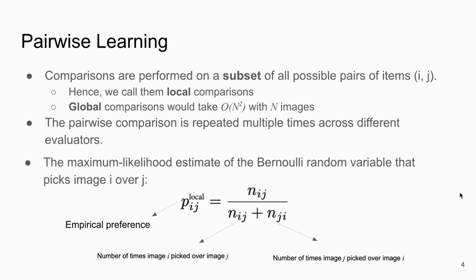Once the comparisons are concluded, one can obtain the empirical preference of image I over image J by dividing the number of times that image I was selected over image J across different evaluators by the total number of comparisons for that particular pair. Note that this is the maximum likelihood estimate of the Bernoulli random variable that picks image I over image J.